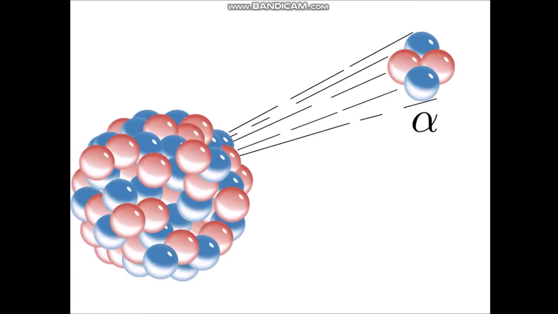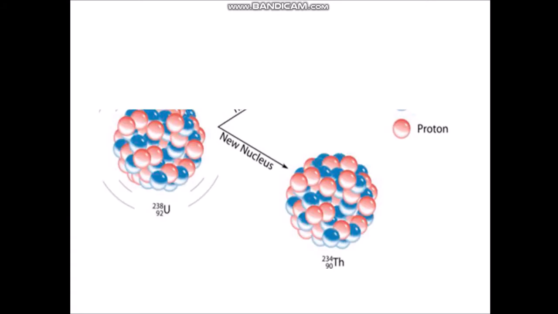Next, look at this. Normally, this is just a representation of how an alpha particle is emitted. So you have the parent nucleus, and the parent nucleus emits an alpha particle made of 2 neutrons and 2 protons, and that is how it was represented.